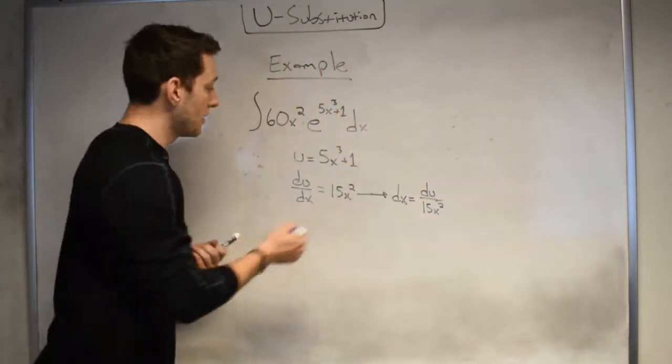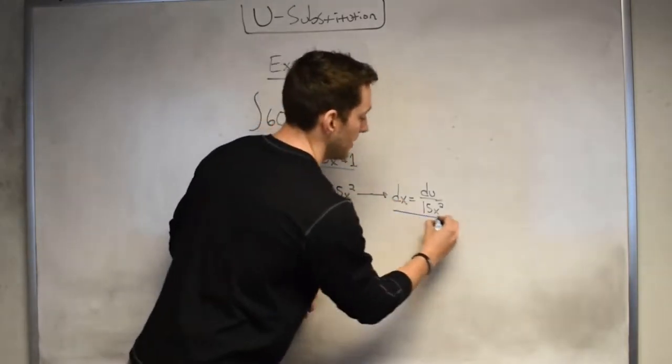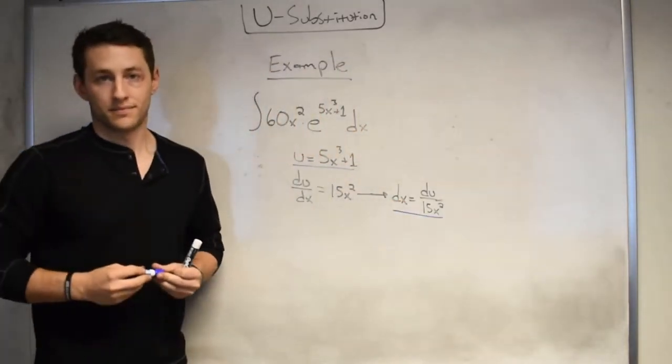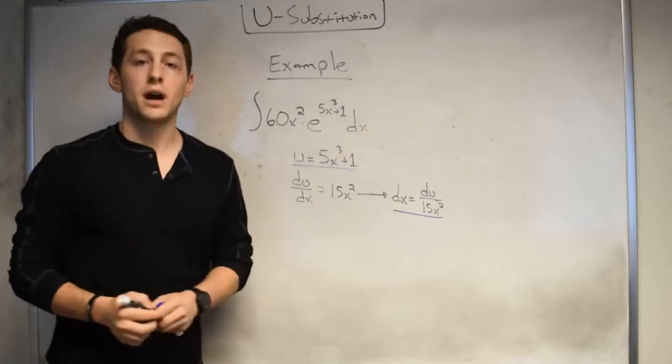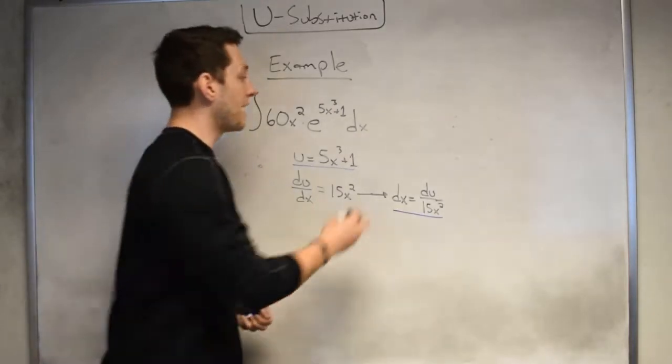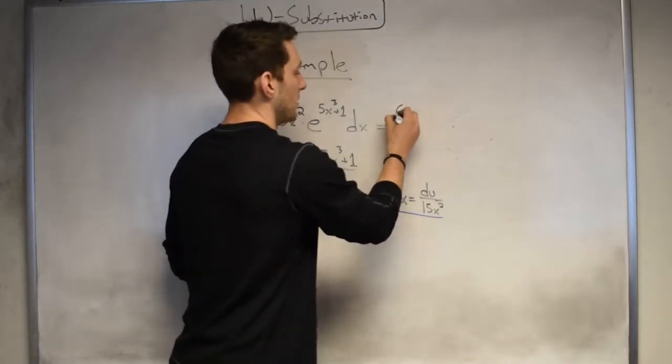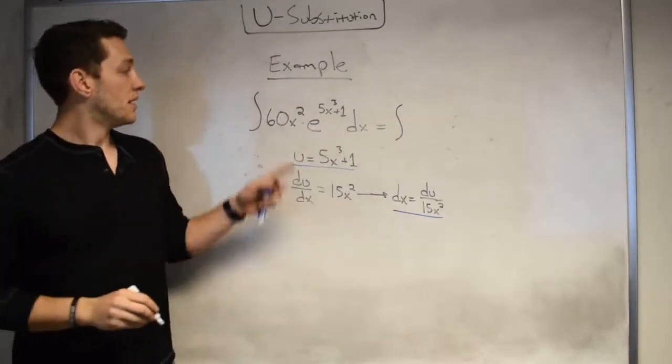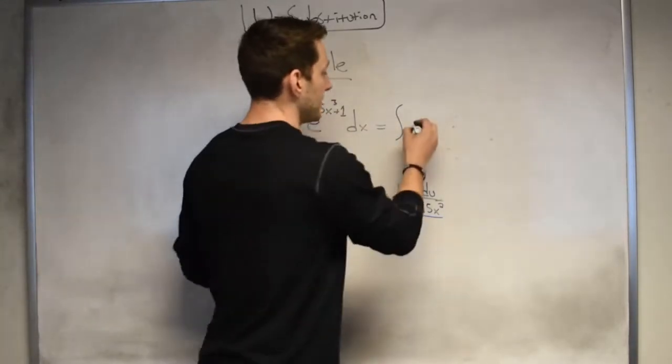And right now, from this line and this line, I have my Rosetta Stone. So now I translate the problem into terms of u. I'm committed to doing that. This is equal to the integral of 60x squared. I did not touch that.